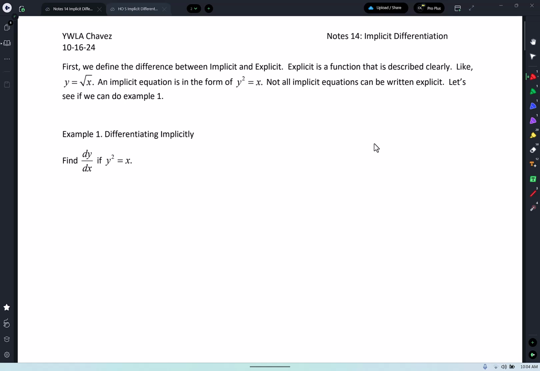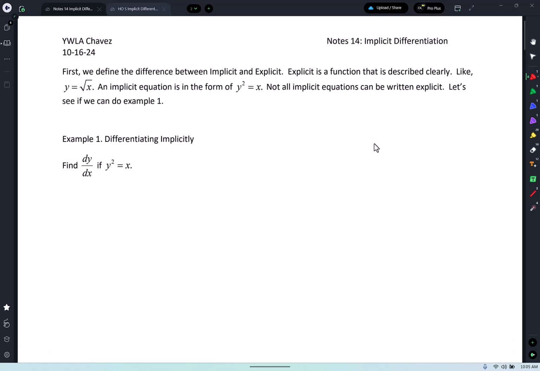First, we define the difference between implicit and explicit. Explicit is a function that is described clearly, like y equals square root of x. That's what we've been dealing with all this time: explicit functions. An implicit equation is in the form of y squared equals x, so it's not y equals something. Not all implicit equations can be written explicitly. Let's see if we can do example one.